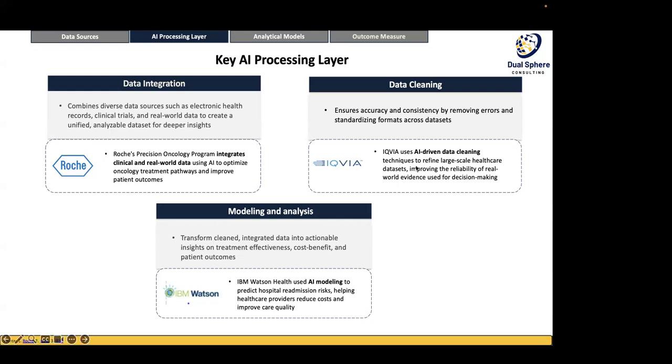Data cleaning. IQVIA uses AI driven data cleaning techniques to refine large scale healthcare data sets, improving the reliability of real world evidence used for decision making. Modeling. IBM Watson. So many studies they have done. IBM Watson Health used AI modeling to predict hospital readmission risks, helping healthcare providers reduce costs and improve care quality. Guys, take out some time during the day and just read. Then only you will gain knowledge in this area.